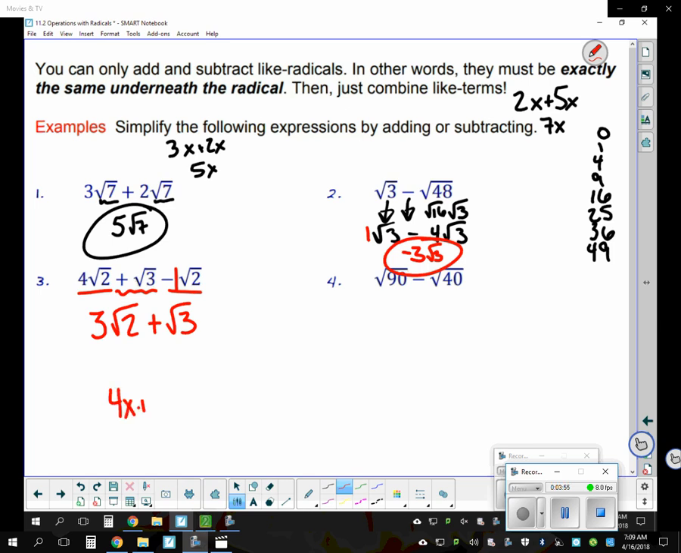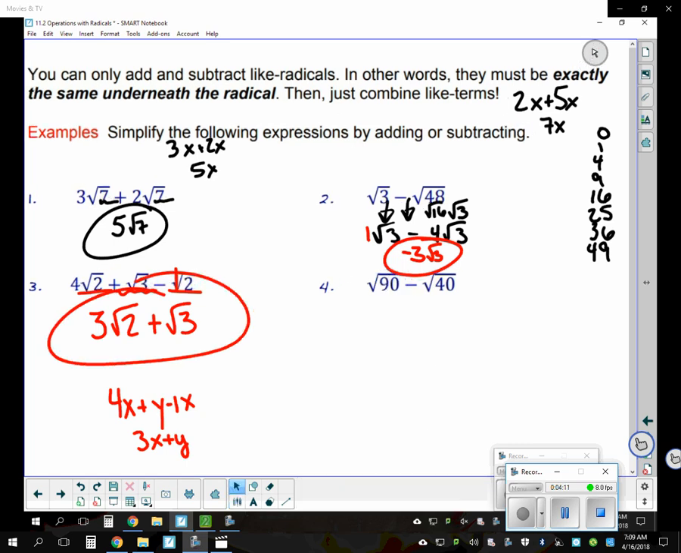2 and 3, neither of those can be combined, and they can't be simplified. So it's just like we had a problem like this. We would still combine the x's, we just would put the y on at the end. So it's the same idea, except for the variable, there's a radical, but same process.